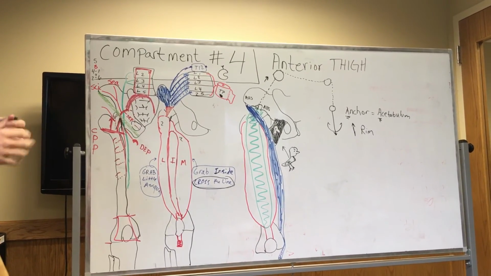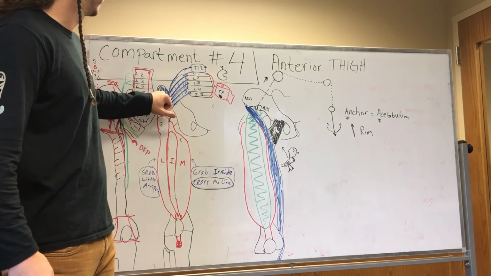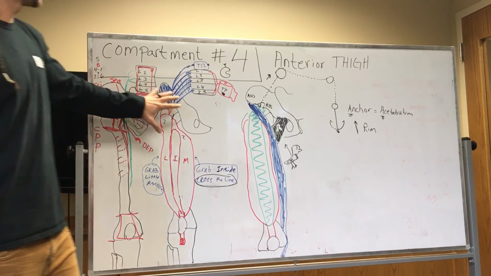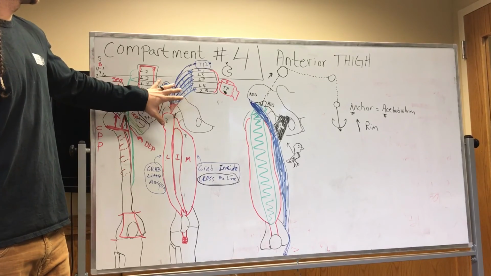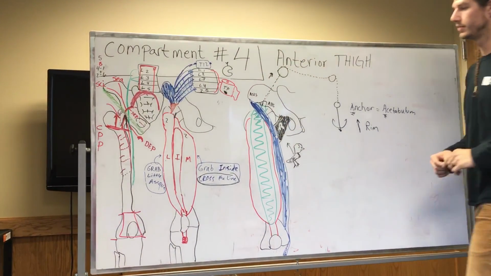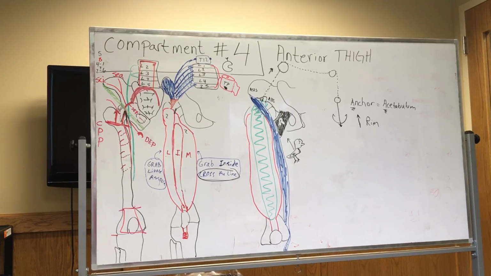Moving on to the second layer, let's see, we covered 1, 2, 3, 4, 5 of our 8 muscles that are innervated by the femoral nerve, the deepest muscles. We added on the last 3 on level 2, just like we've done in the other compartments.